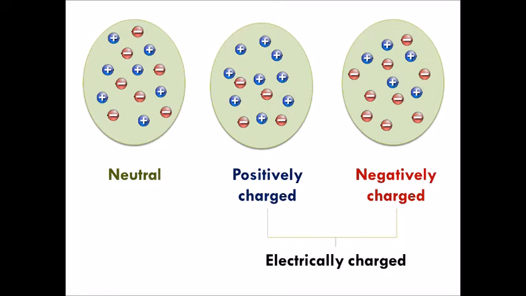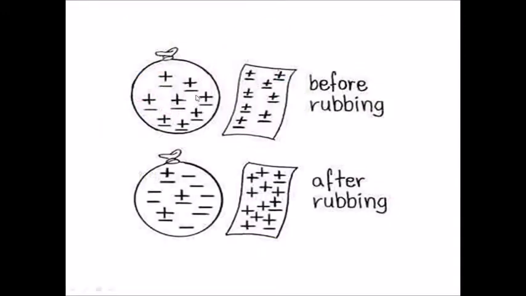How do they become electrically charged, or how do they get static electricity? Now look at these two objects. They are neutral. How do we know? Because they have the same number of positive and negative charges. When we rub them together, the negative charges will move from one of them to the other. One becomes positively charged and the other negatively charged. So after rubbing them, they will be electrically charged and have static electricity.